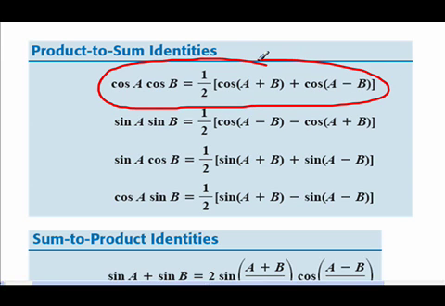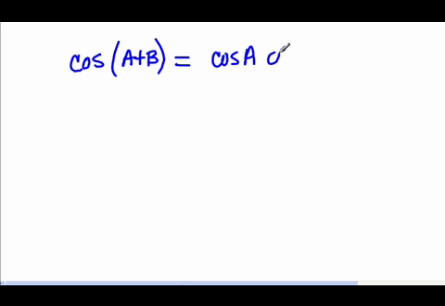And the way we start off is we start with the right hand side. So let's write out what's the cosine of a plus b and the cosine of a minus b. Cosine of a plus b. Now we're back to the cosine of a sum. That's cosine a, cosine b, minus sine a, sine b.